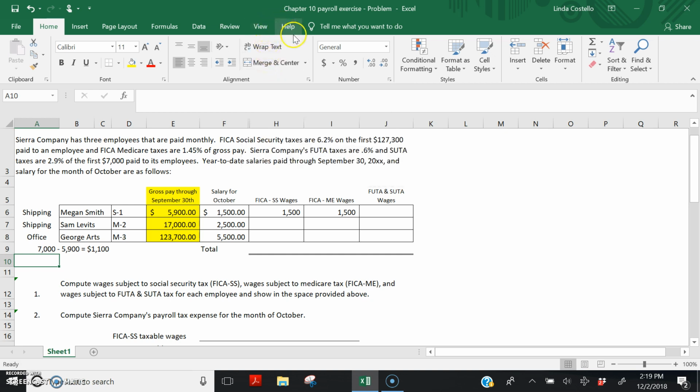$7,000 wage base minus her $5,900 prior year-to-date salary equals $1,100 of wages still subject to FUTA and SUTA tax. The rest of her gross wages are exempt from FUTA and SUTA tax, so put $1,100 in the FUTA and SUTA wages column.